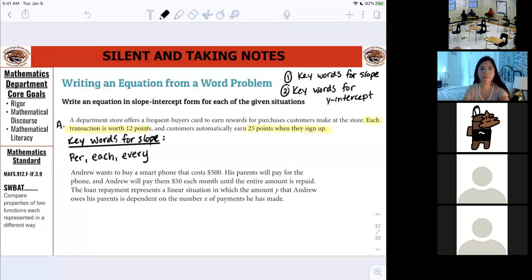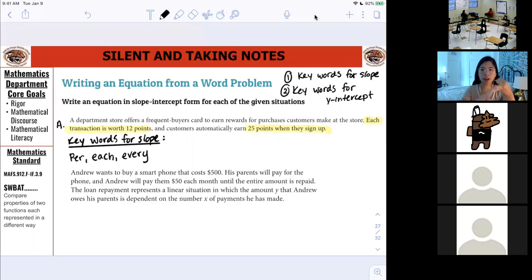Per, each, and every. We can think about it. We've actually seen that before. Remember how anytime I ask you for the units for slope, it's always like blank per blank. We always talked about how it's two things and we're comparing them, so there's always a per in between. So per, always look for that word.